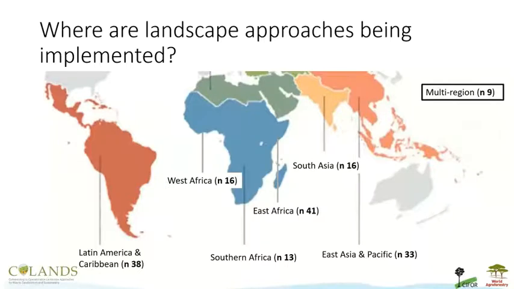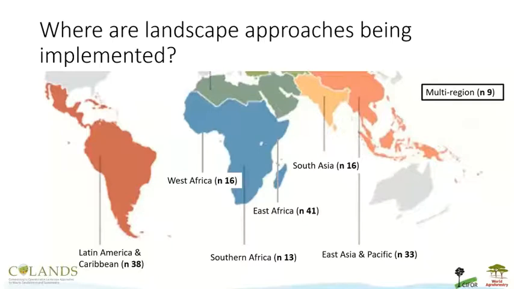So then we move on to where landscape approaches are being implemented. This was a review that our team also did, where we looked at pan-tropical landscape approaches, and we published this work in 2017. We found quite a few landscape approaches being implemented across the tropics. You can obviously see on the screen the majority being in East Asia and Pacific, East Africa and Latin America and Caribbean. But there are a number of caveats, I guess, to this research.